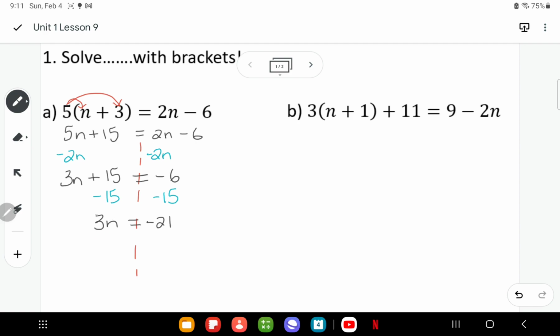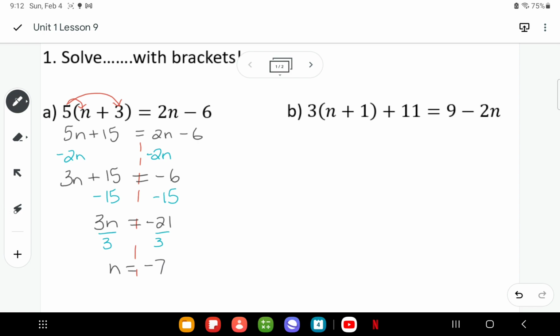Now my last step is to get rid of that 3. And we know that that's going to be division by 3 on both sides. Switch colors again. And here we get negative 21 divided by positive 3 is negative 7.